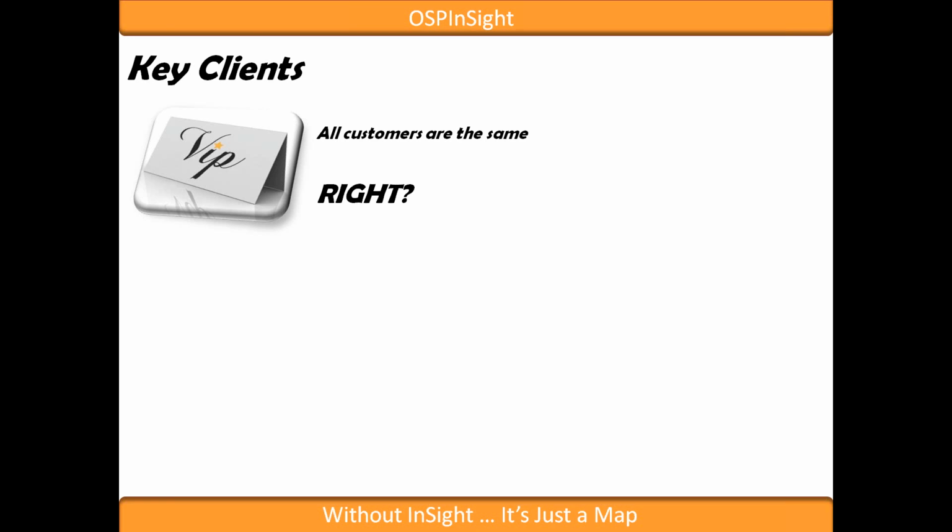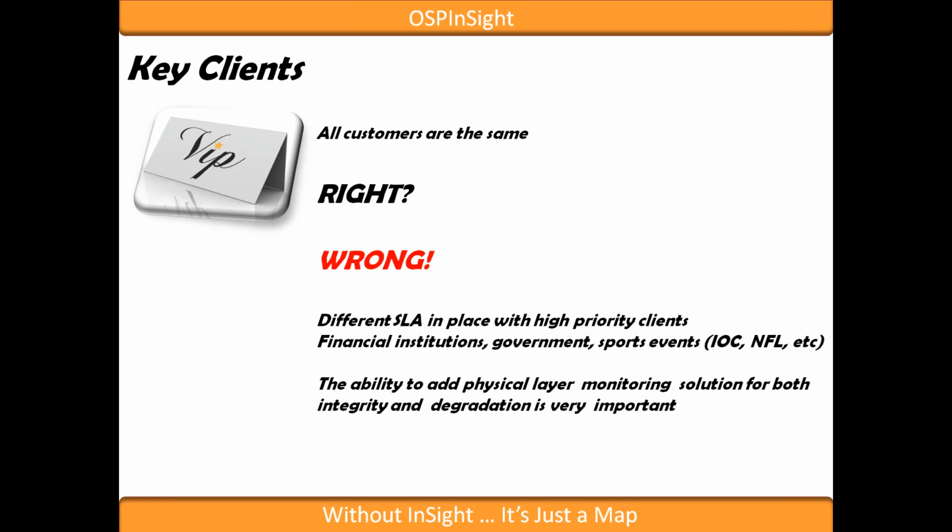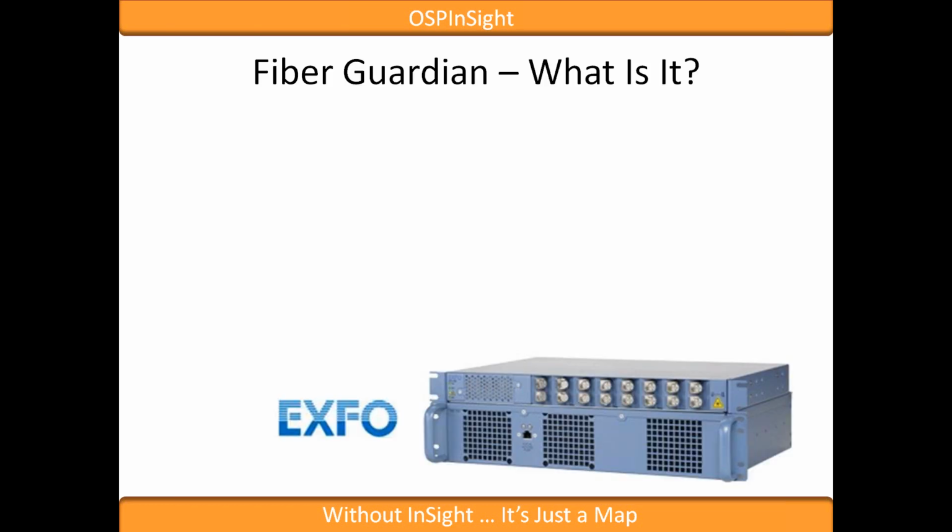About key clients, this is something that we run into a lot. All customers are the same. Of course they're not. Different SLAs are in place with high priority clients: financial institutions, government, sports events, etc. So with all of this, when we talk about an RFTS system, we're talking about a system that starts at about $80,000 US and can easily ramp up to over 100K. And so our customers in the past have seen this as cost prohibitive.